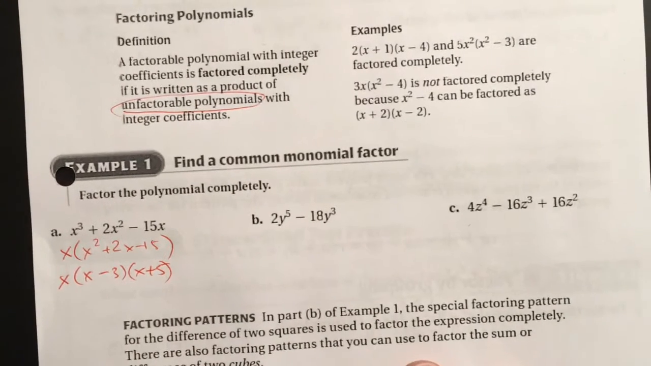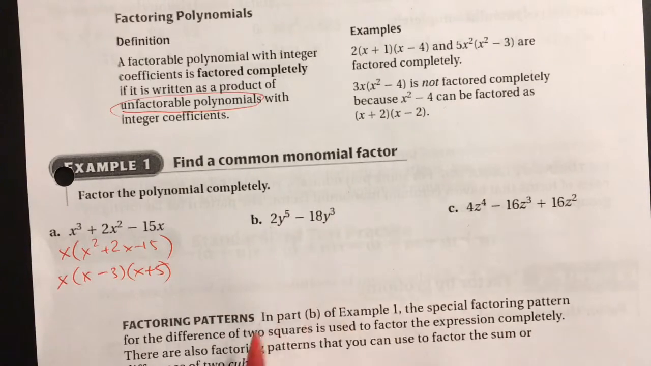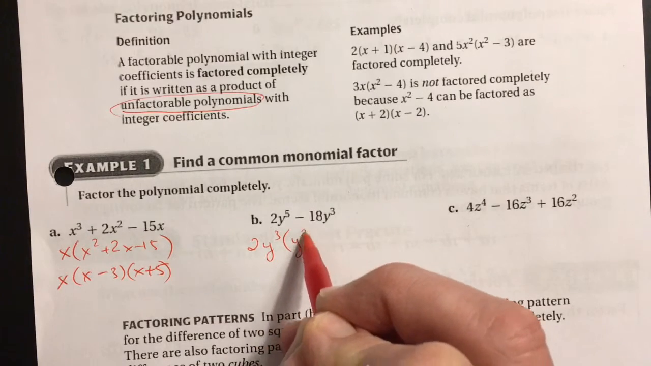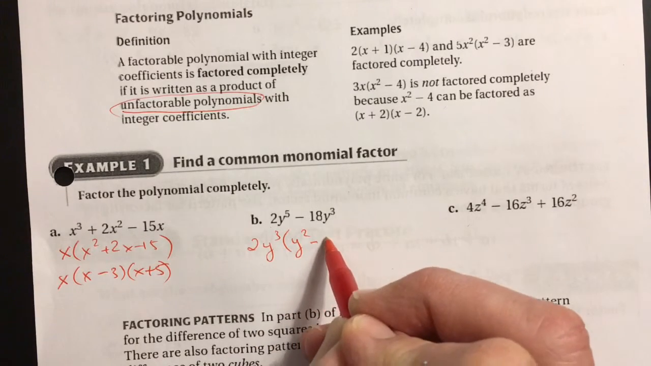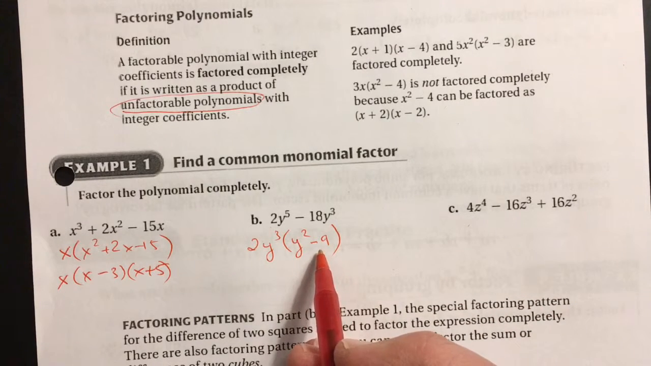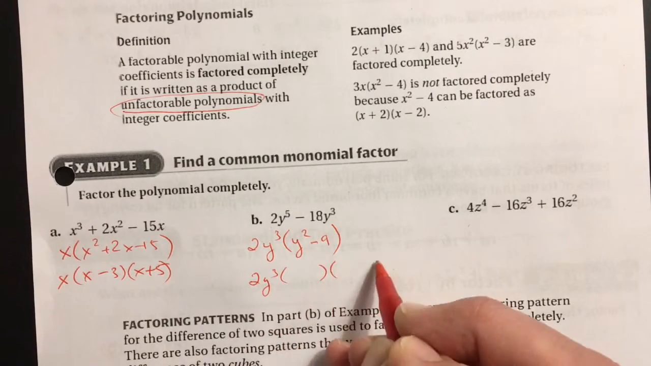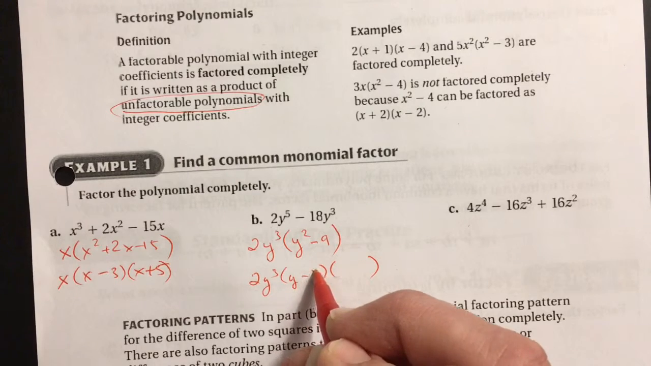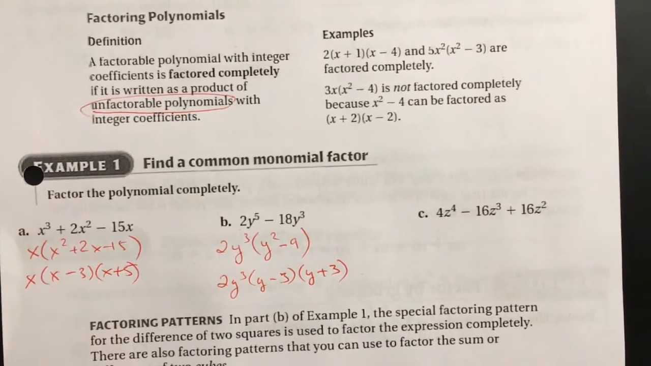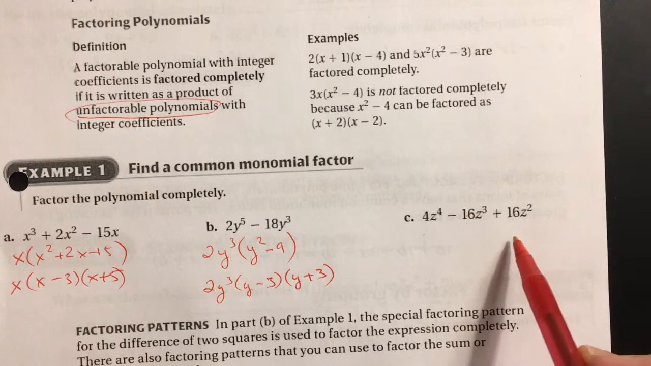Okay, next one, I have a 2 from both of these and a y to the 3rd power. I can pull out 2y to the 3rd, which leaves me y squared minus 9. This is a difference of 2 squares, so 2y to the 3rd stays. My 2 binomials will be y minus 3, y plus 3. That's finished as well.